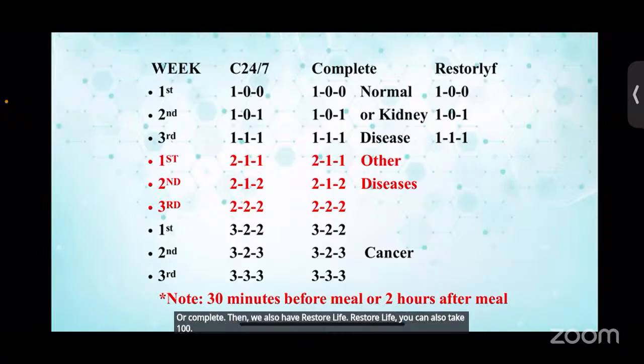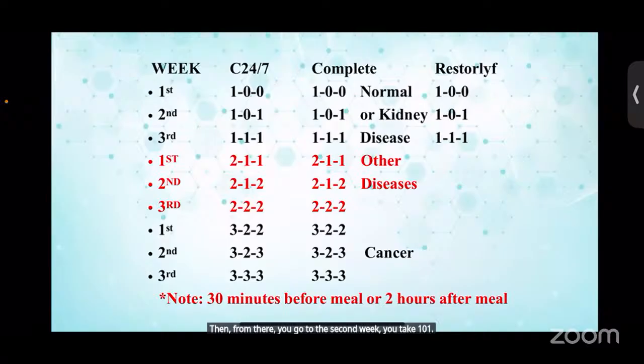Then from there, you go to the second week, you take 101. If the issue that you are working on doesn't disappear, the maximum is 111. That is if you are maybe having like cancer, or you are having a very serious issue. But the main dosage is always 101. But if you have a serious, critical issue, you can go up to the maximum of 111. That is Restore Life. Then, if you have other diseases, you continue with the dosage.